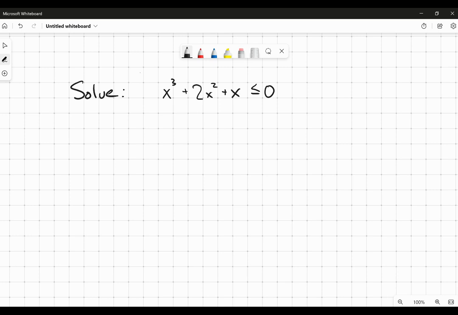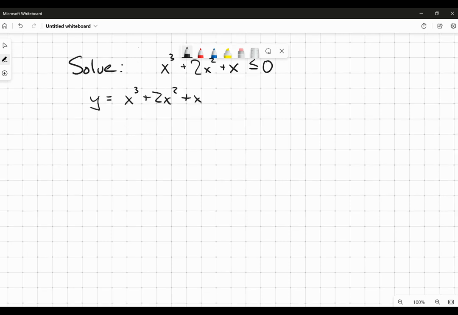So what I want to do, and I'm going to use my knowledge of this function here, because I know what a cubic sort of looks like, particularly a positive cubic. So what I'm going to do first of all is look at it like this: y equals x cubed plus 2x squared plus x. Now I know there's no y in the original inequality. That's okay, because I'm not going to end with a y.